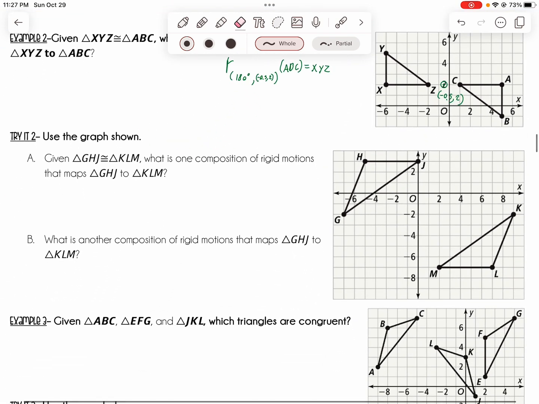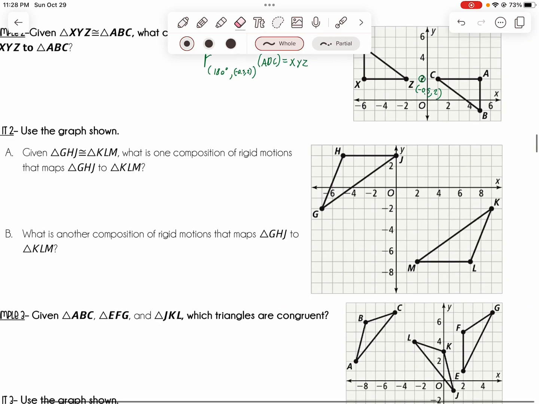All right. Now go to the try it. Take a look at this one and think, what's a composition of transformations that'll get LMN or KLM to land on GHJ? Okay? What's a composition that maps that? Pause this video and see if you can come up with a composition that actually maps these two. Okay? And let's see if you got it.